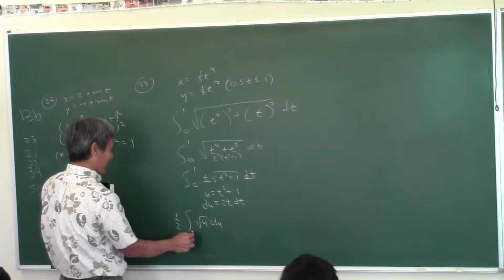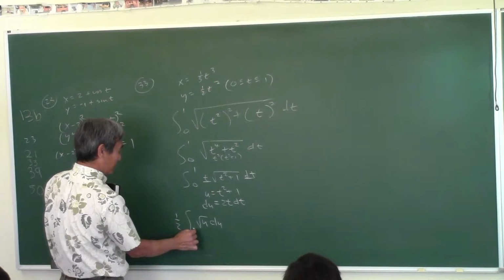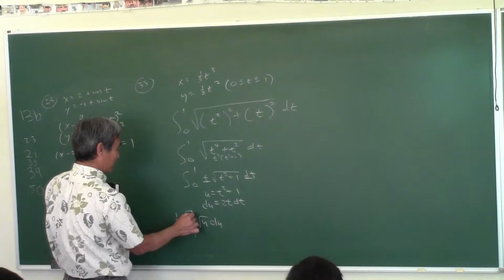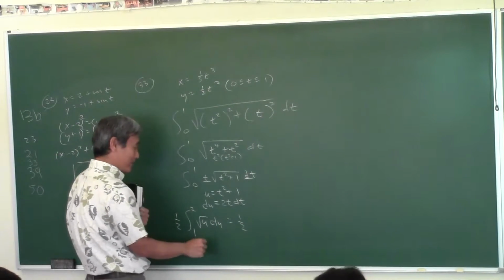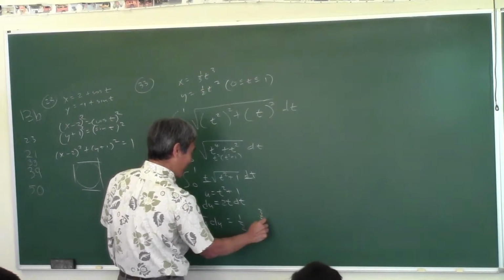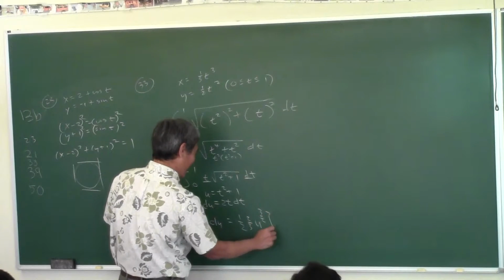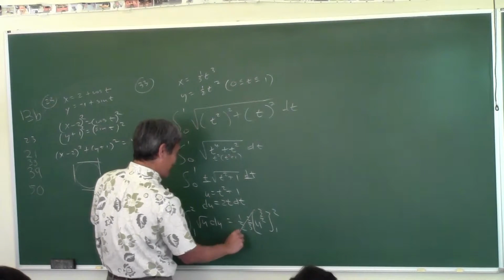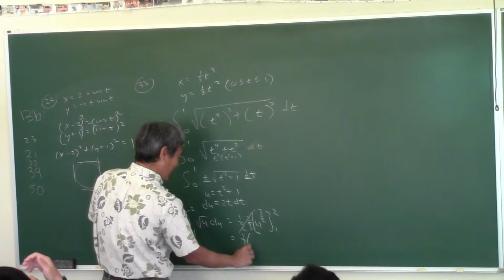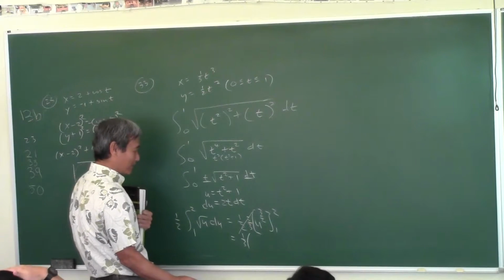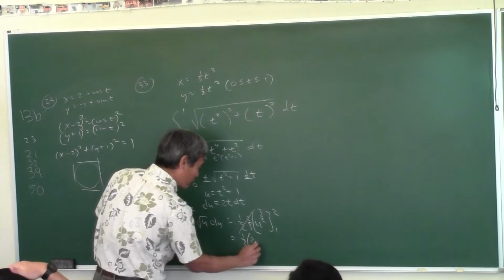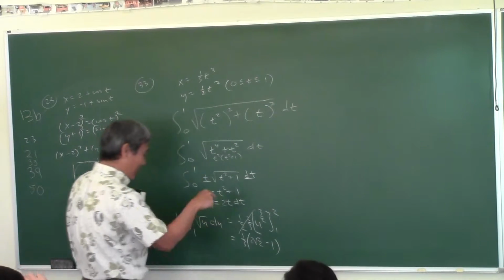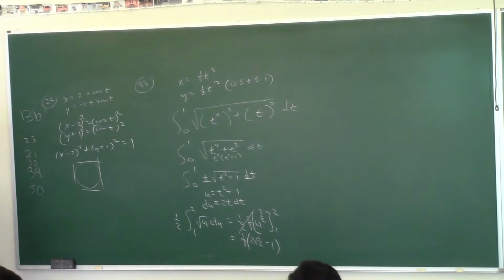From 1 to 2. So we got 1/2, the antiderivative of u to the half is u to the 3/2 with the 2/3 in the front. From 1 to 2, factor out the constant. You got 1/3, and what is 2 to the 3/2 power? 2 root 2 minus 1. Bam, that's the length of the curve.